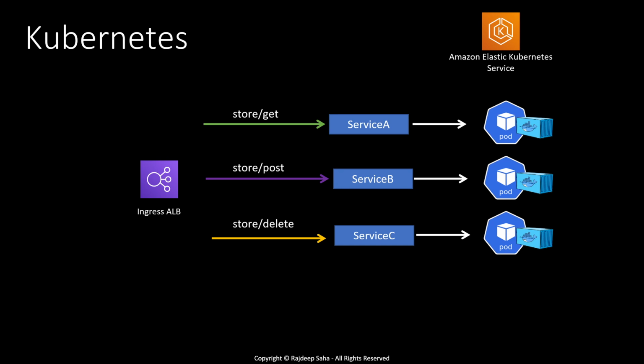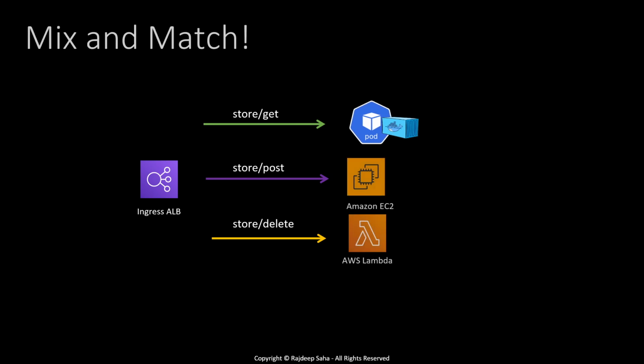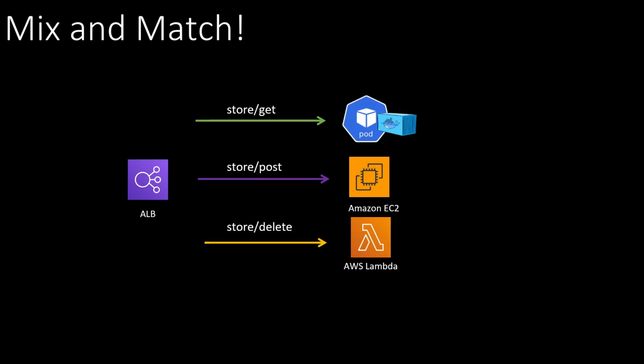Since each microservice is independent of each other and can even be coded in different programming languages, you can mix and match all these AWS services. So for example, store/get can run on a pod where the backend of the microservice is Dockerized into a container. Store/post can be hosted on Amazon EC2, and store/delete can run on AWS Lambda.